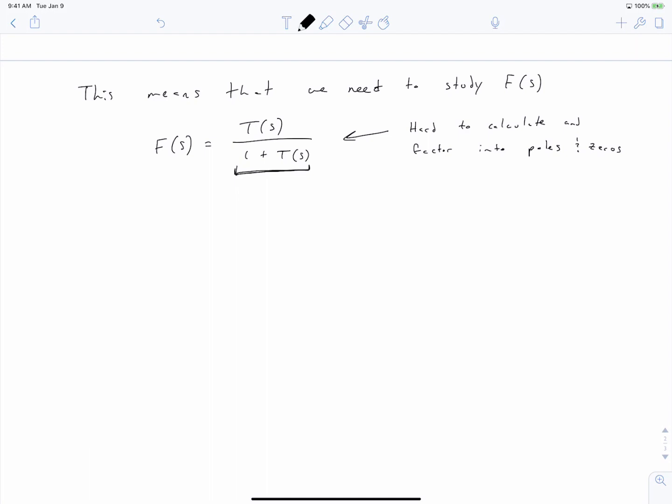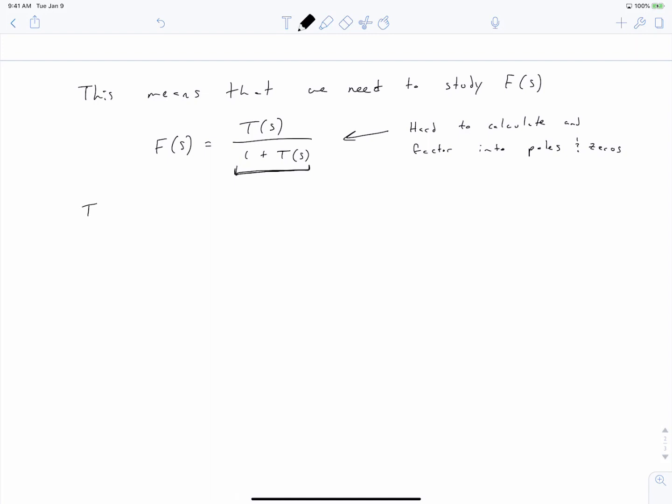So in Harold Black's case with Bell Labs, he oftentimes is working with transfer functions, with functions of the form F of S, that were order 50. That means that they had 50 poles or 50 zeros. And you can imagine that if T of S has 50 poles, and now you want to find all the poles of 1 plus T of S, that is an impossible task.